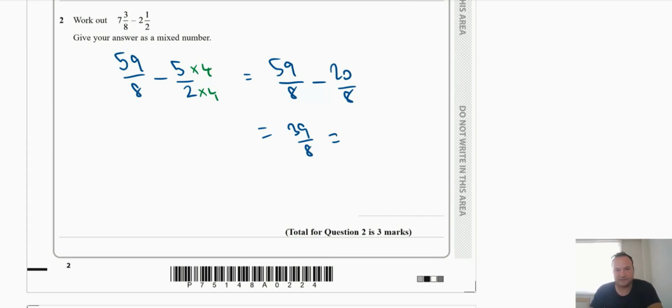So we can see, how many 8s go into 39? We can see we've got 8, 16, 32. So that's going to be 4, remainder 7, so 4 and 7 eighths. And that's going to be our final answer. We can write this down again, just to be on the safe side.